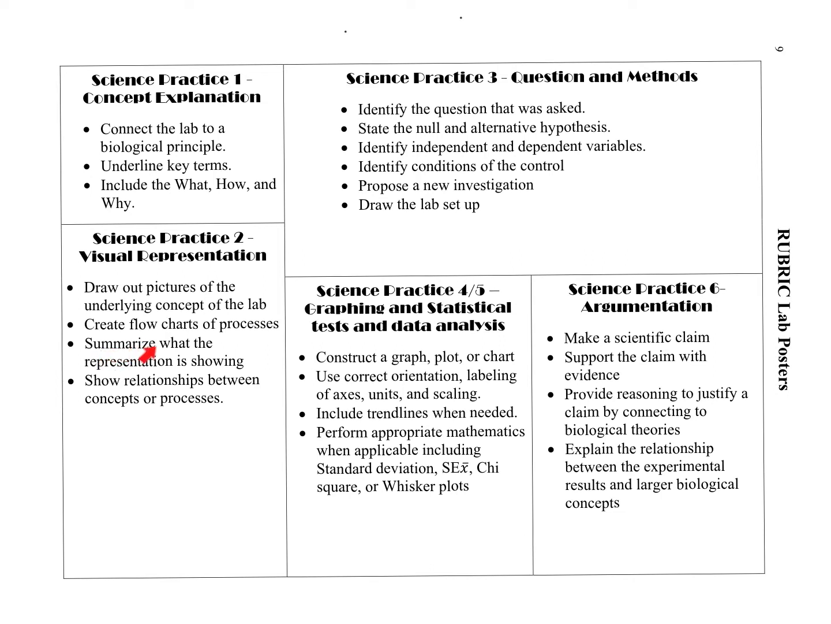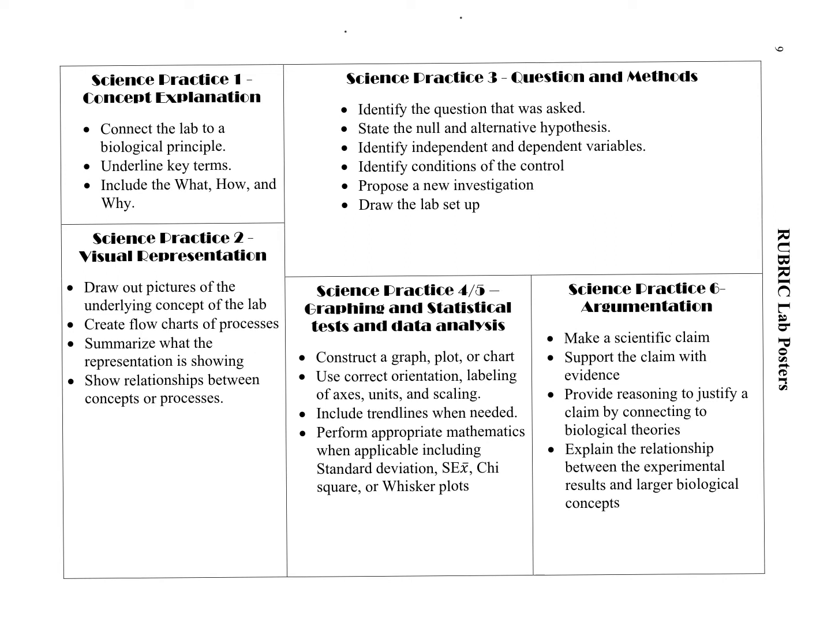Now you can label to show and summarize what the representation is showing, but it cannot be in the concept explanation. This is a very short summary of what you're drawing. This is the key thing. It's a drawing of some kind. And make sure that you're showing relationship between concepts or processes. So don't just define the terms or draw general definitions. Make sure it's connecting to the lab that we are doing.